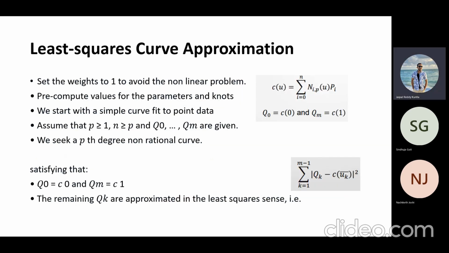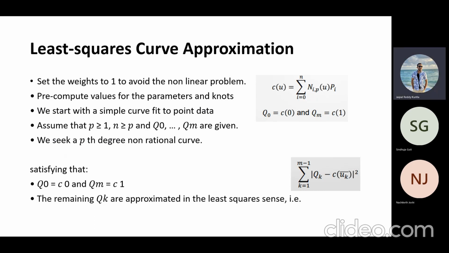So here are the equations. C(u) equals sigma over k equals 1 to m minus 1 of the mod of Qk minus C(uk) whole squared, where Q0 equals C0 and Qm equals C1. So the remaining Qk is approximated in the least squares sense. That is the equation which I specified initially.